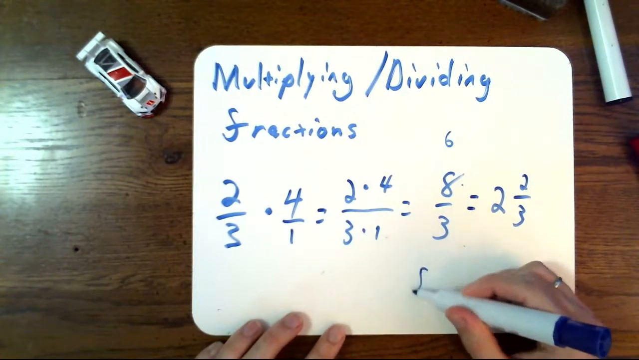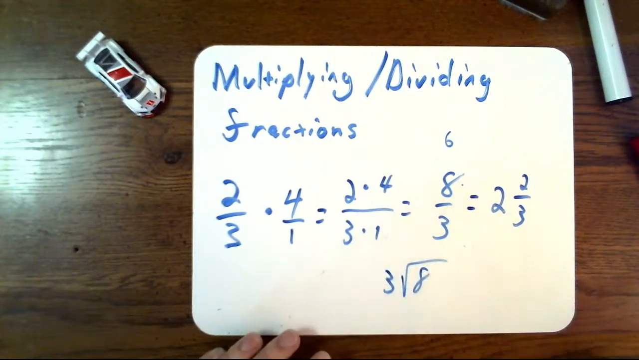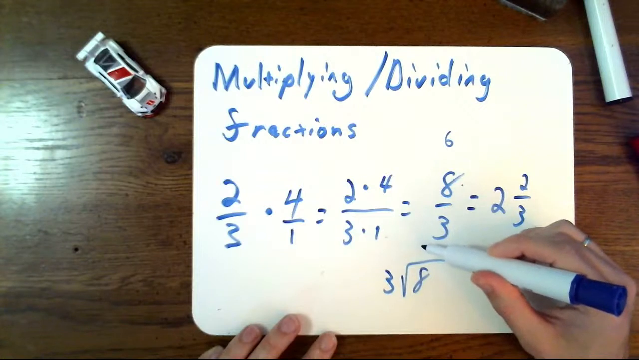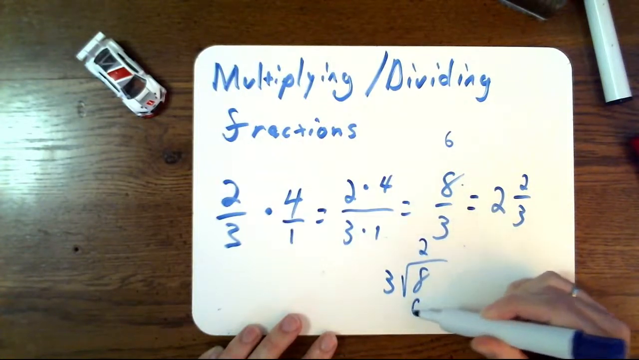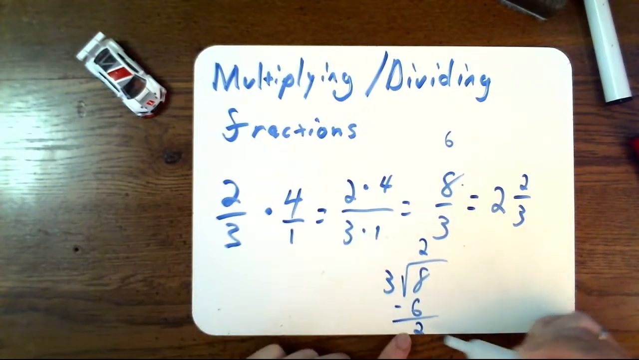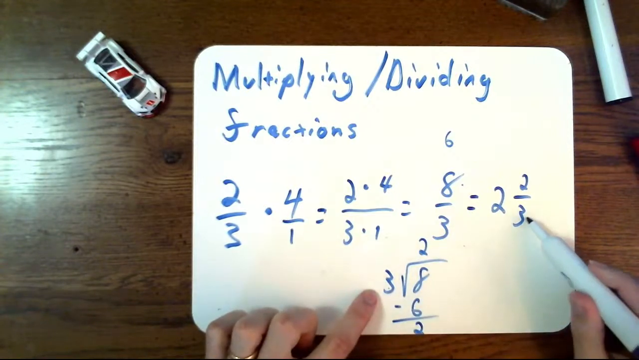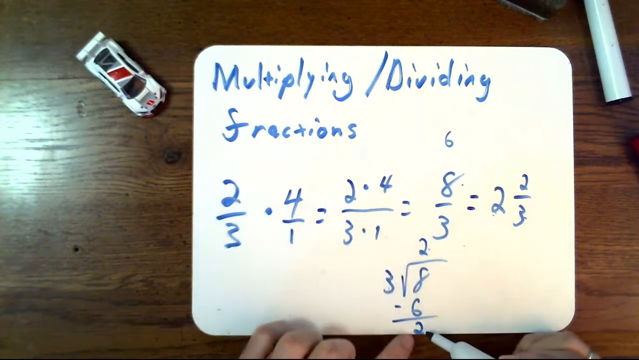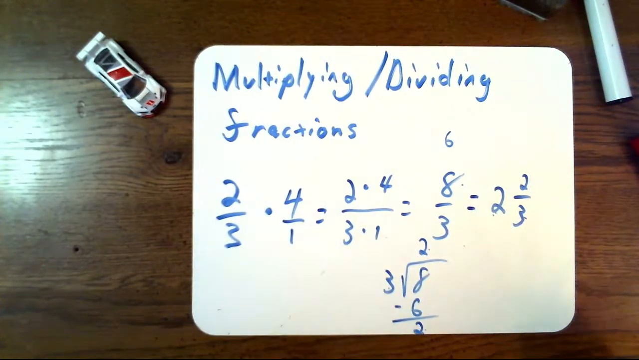You could also take it to the side and do long division like this. How many times can 3 go into 8? Well, it could go into it 2 times. How many is that? 6. We got 2 left over. 3 is remaining in the denominator. This is called the quotient, and this is your remainder. Very quickly, just showing that.